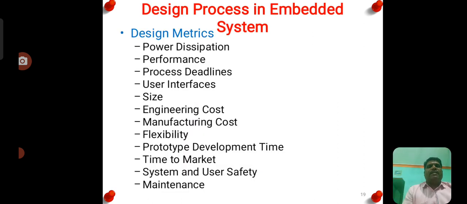And the design process in an embedded system also involves design metrics. These are the design metrics considered while we are going to use any embedded processor. The first one is power dissipation, then performance, process deadlines, user interfaces, size, engineering cost, manufacturing cost, flexibility, prototype development time, time to market, system and user safety, and the last one is maintenance.